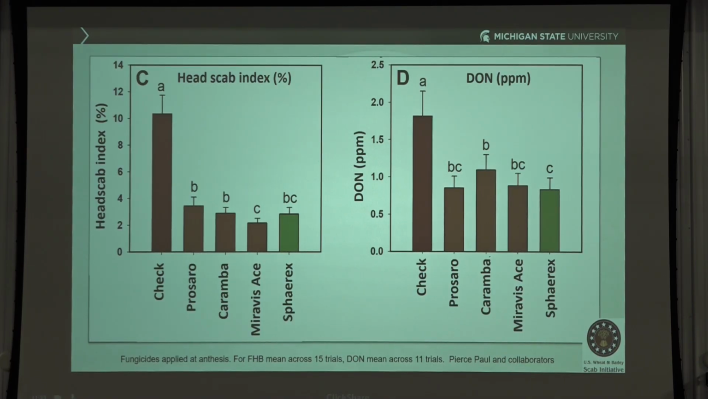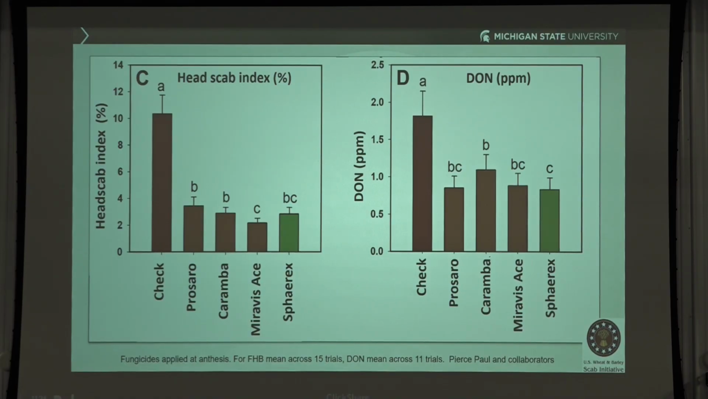So we do these trials here. They're done in Ohio, Indiana, other places, and we pull all that data together and then look at what the trends are, right? And this is just the statistical differences. So this is the amount of head scab. So in a non-treated check, how much head scab on average across all those different trials we're seeing. And you can clearly see that most of these products are doing a good job.